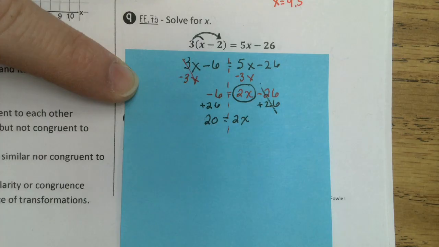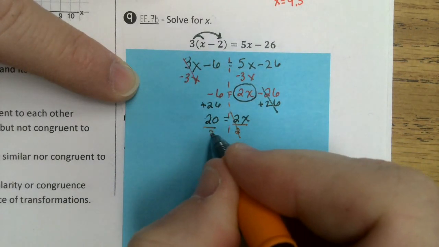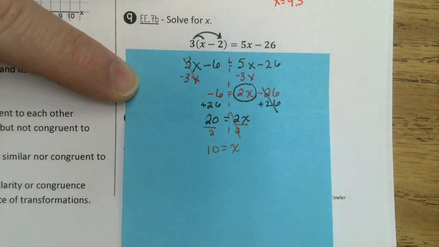And then last but not least, notice again, every step's a little bit simpler. I've got it down to that simple one-step equation. I divide both sides by 2. I see x equals 10.